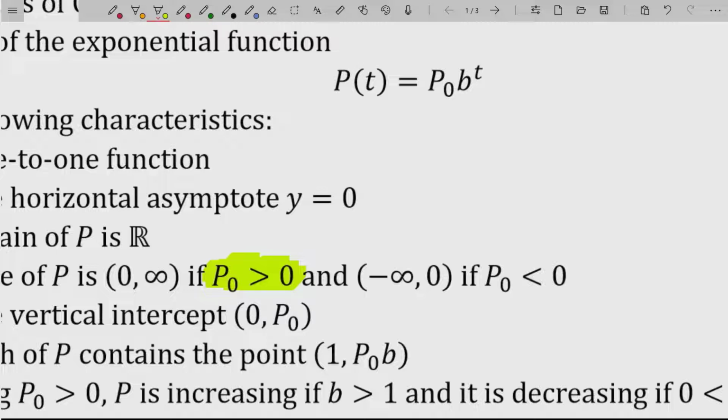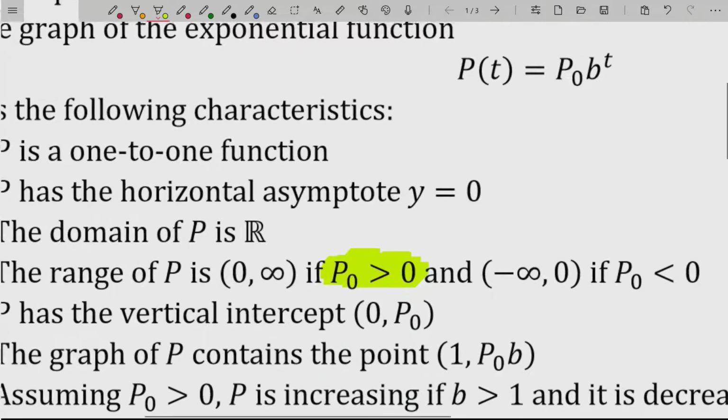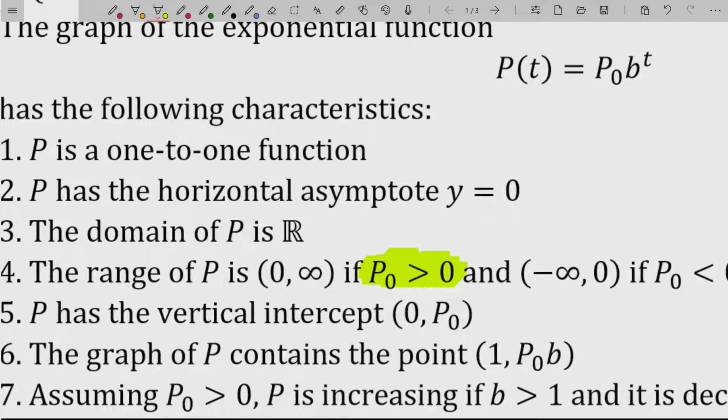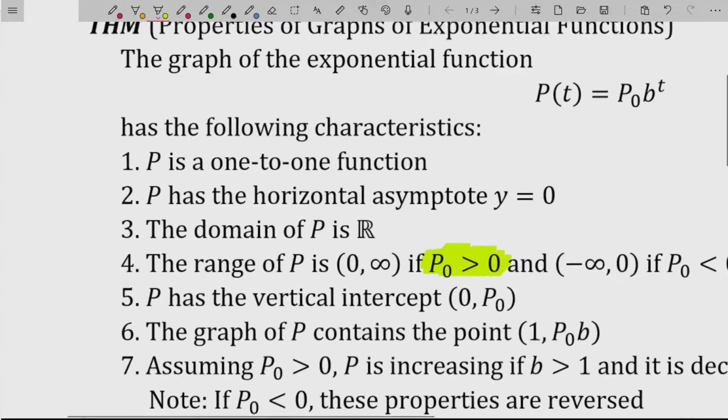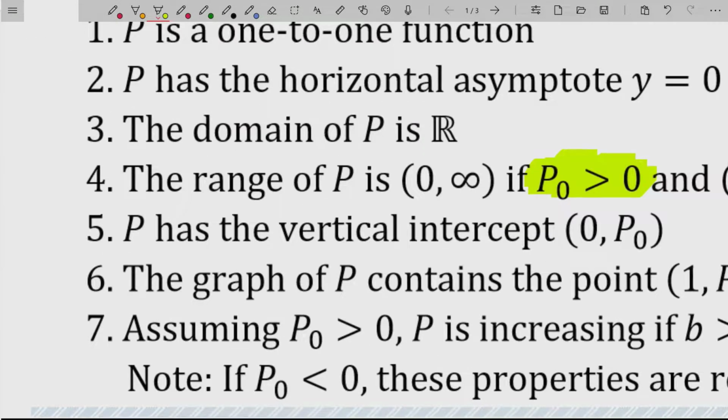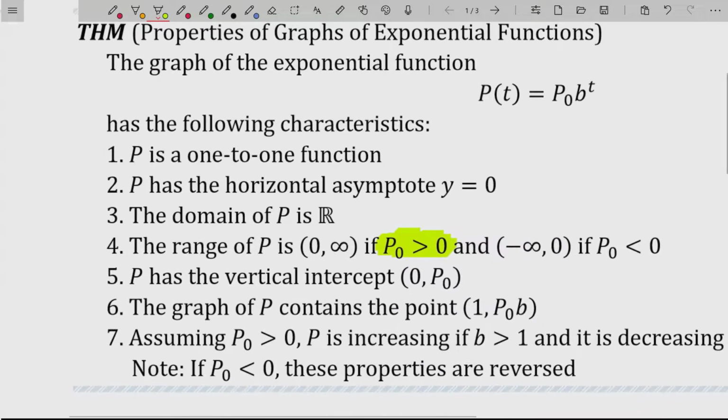However, if you're handed P0 being negative, then the range is negative infinity to 0. Remember, exponential functions will never become 0 unless you have some type of vertical shift going on. They will not become 0. Let's see, the fifth thing, P has a vertical intercept at (0, P0). That can be mechanically evaluated. The vertical intercept of any function can be found just by evaluating the function at time 0. And you would see you have P0 times b to the 0th, which is going to be 1.